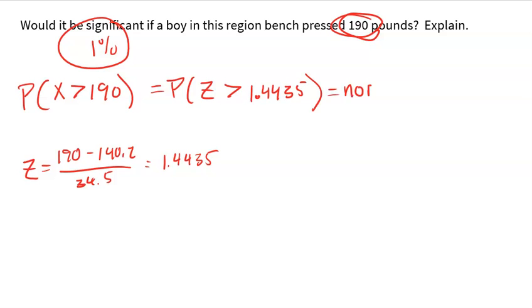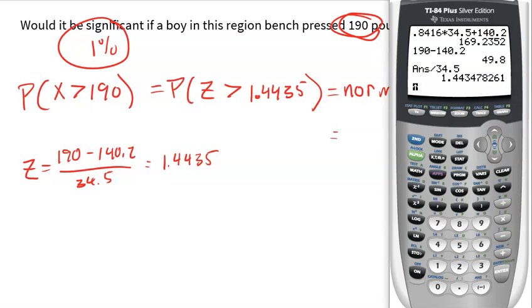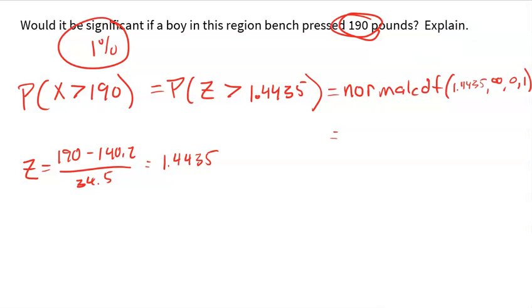And again, to get this probability, I'm going to use normal CDF, going from 1.4435 to infinity with a mean of 0 and a standard deviation of 1. That's referencing my standard normal model. So normal CDF, 1.4435 to 99, which is acting like my infinity. I'm emphasizing all the work I'm showing in this video as the work you need to show. The probability is 0.0744.